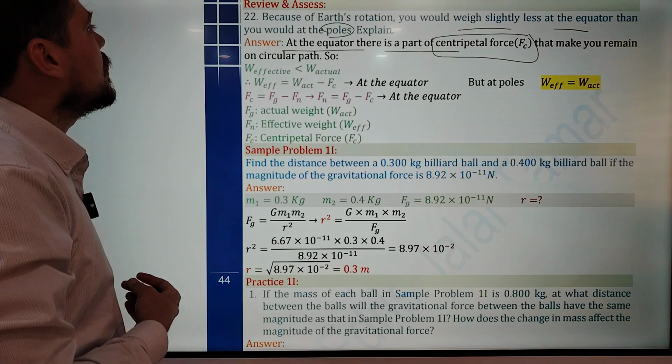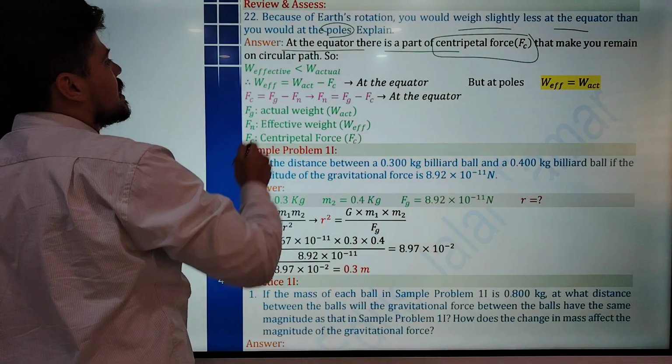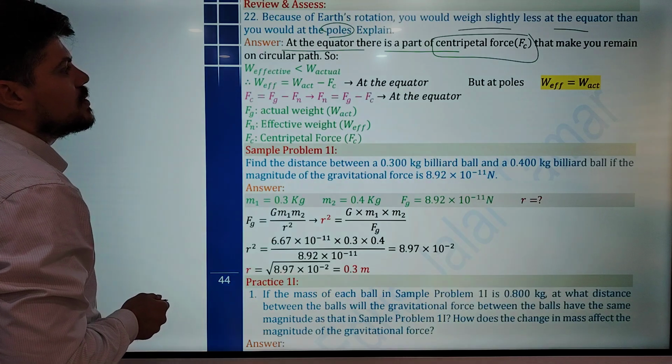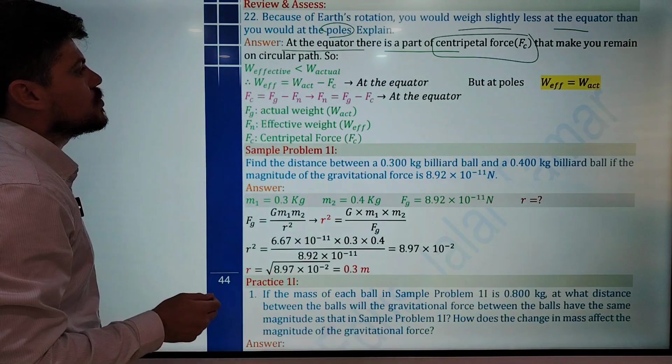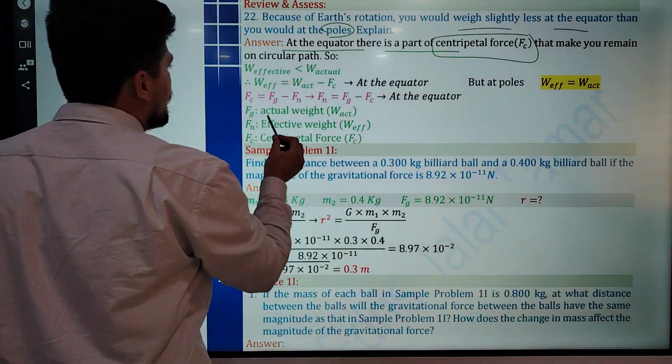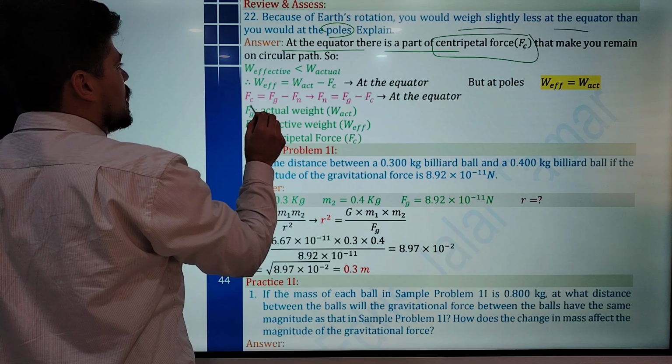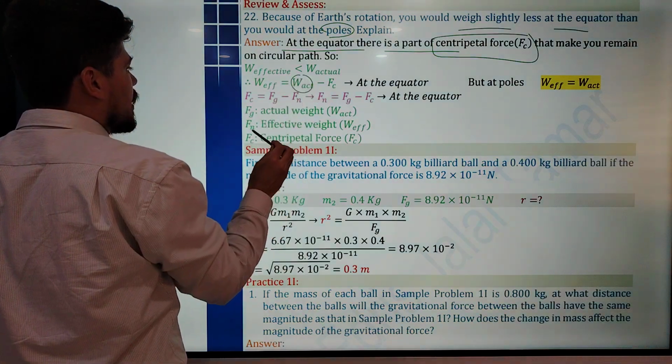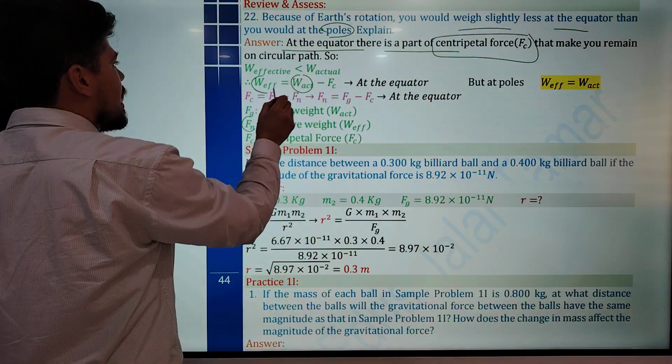So that makes you remain on a circular path. The effective weight is less than the actual weight at the equator. So effective weight is equal to actual weight minus Fc. When we say actual weight, it means Fg. Effective weight is Fn.